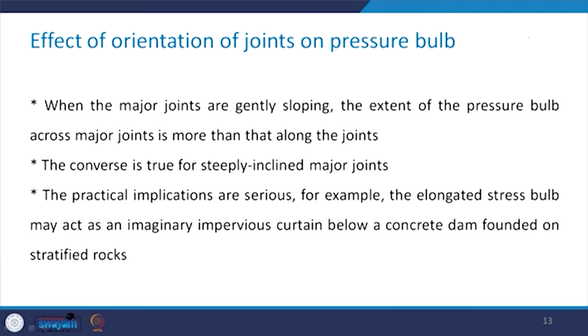So, when the major joints are gently sloping, the extent of the pressure bulb across the major joint is more than along the joint. And the converse is true for steeply inclined major joints. In case you have steeply inclined major joints, the extent of the pressure bulb will be more along the joint as compared to across the major joints. The practical implication of this is quite serious. For example, the elongated stress bulb may act as an imaginary impervious curtain below a concrete dam which is founded on stratified rocks. So, we need to be extremely cautious about this effect of orientation of the joints on the pressure bulb.